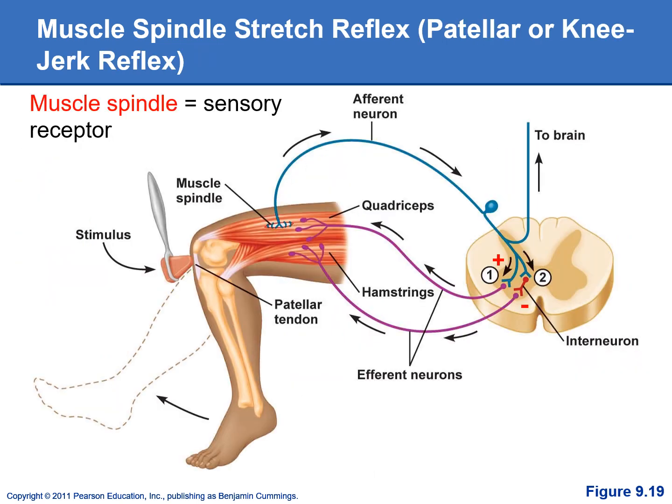Also, spindles are involved in the patellar or knee jerk reflex. So they will detect the length of the quadriceps muscle. So when the patellar tendon is hit, it will stretch the quadriceps, and then the sensory neuron will then send a signal to the spinal cord and cause the knee jerk reflex.